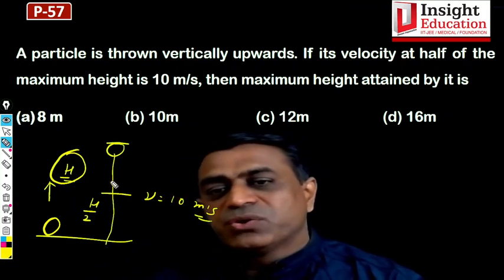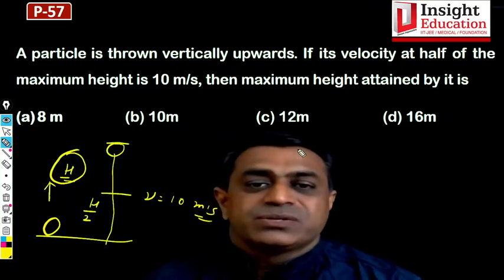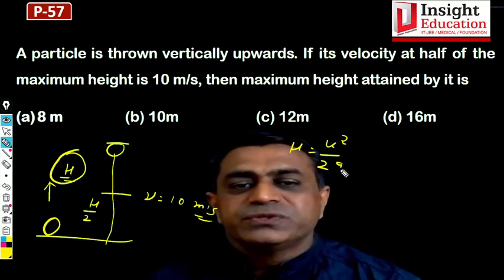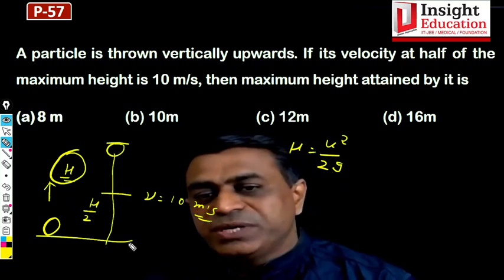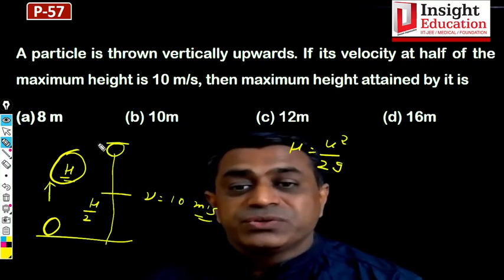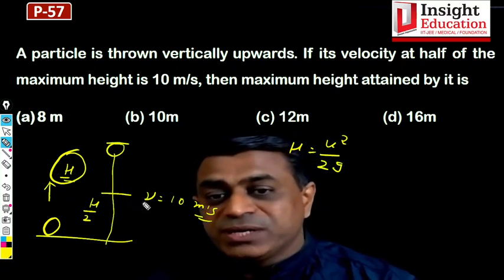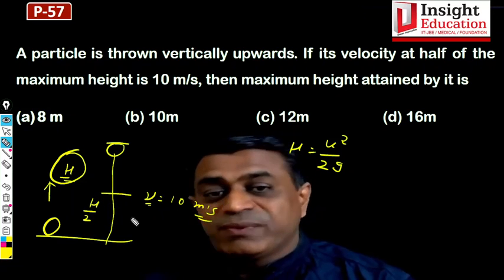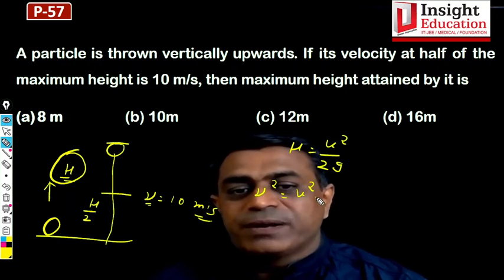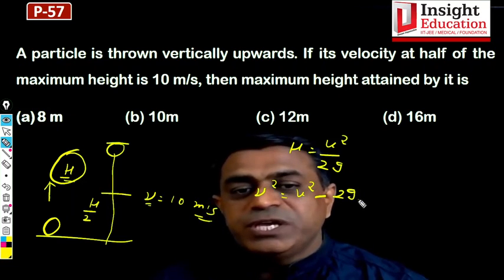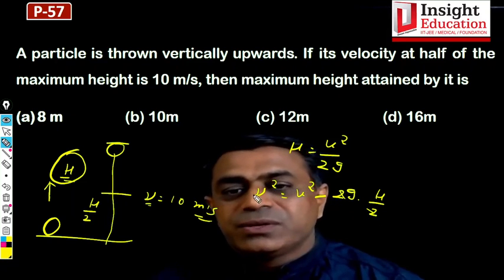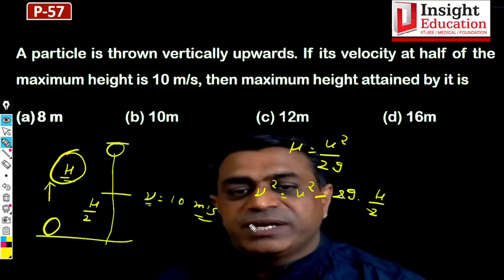Now when we throw the object upward, third case, h is equal to u square by 2g, but u is not given. So find out u using the condition. The velocity is given at height h by 2. So use the equation v square is equal to u square minus 2g into h by 2. So the 2 cancels, and v is given, that is 10.